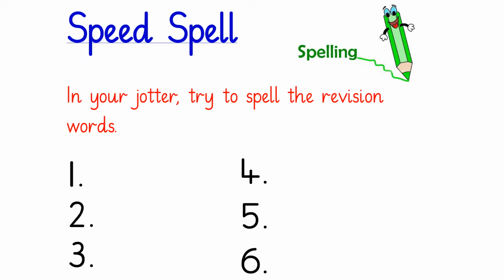Okay, so we're going to do our speed spell first. And just as a reminder, because this is two weeks old now, it was a silent T sound. So if your word doesn't have a T in it that you're not pronouncing, then you've spelt it wrongly. Okay, number 1, castle. We visited the old castle. Castle. Number 2, often. We often go for a walk. Often.